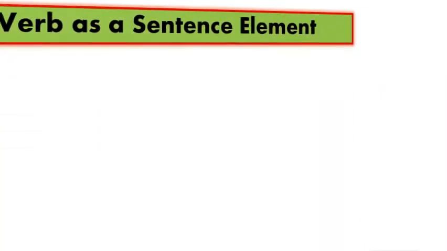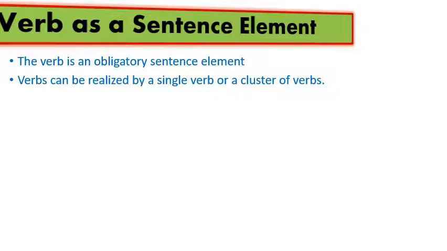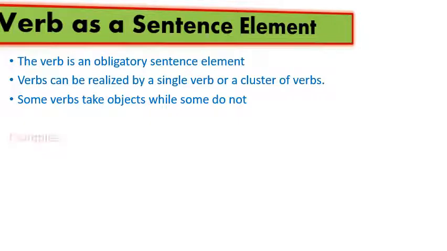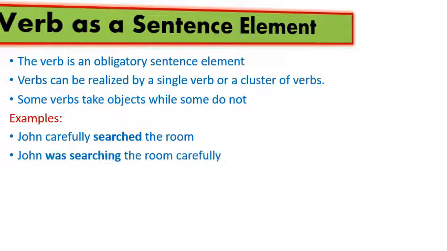All right, verb as a sentence element. Now, a verb is an obligatory sentence element in that you must always have a verb in a sentence. And a verb is realized by a single verb or a group of verbs. And of course, we know that a verb indicates the action performed by the subject in a sentence. Some verbs take an object, while some don't. Verbs that take an object are referred to as transitive verbs, while those that do not take an object are referred to as intransitive verbs. Let's look at the following examples.